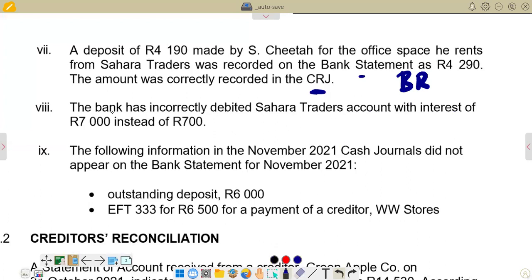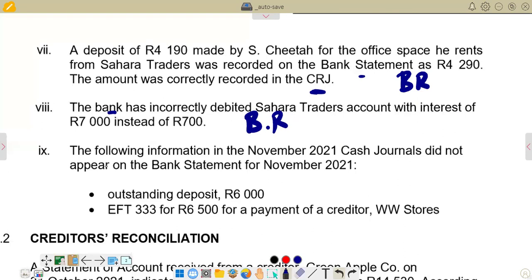The bank is the one which made the error. So if an error has been made by the bank, it means it's going to affect the bank statement only. It doesn't affect our journals. So this one also is going to affect bank reconciliation. Any error that is on the bank statement will affect the reconciliation.